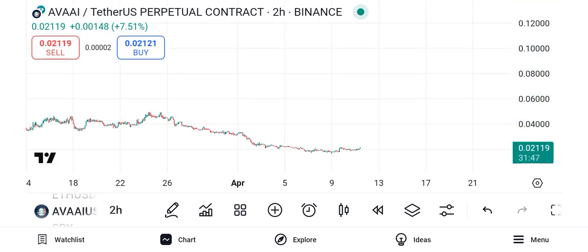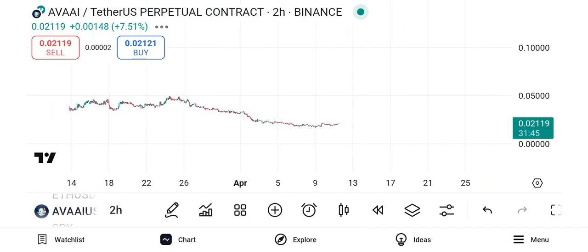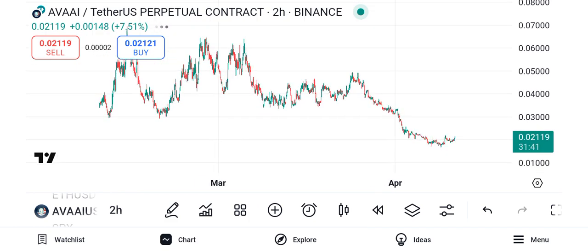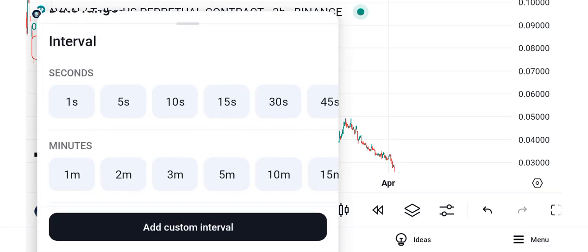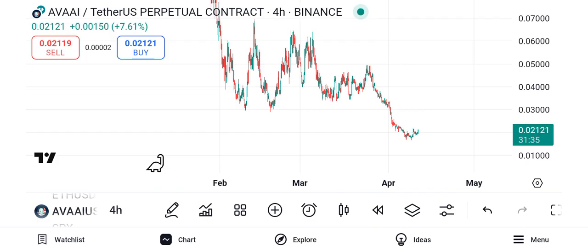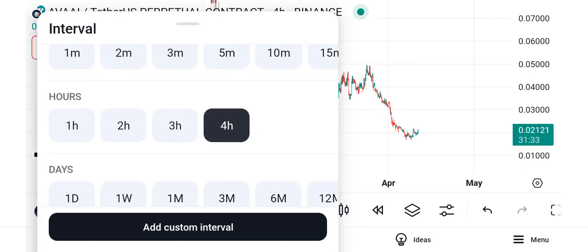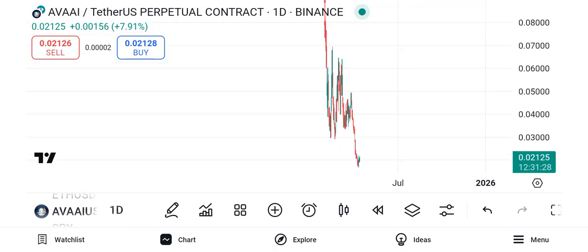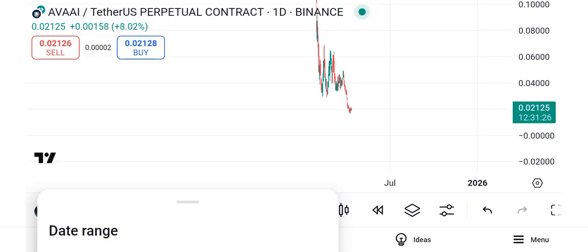Now let me show you guys how it looks on the chart. You can see that this market has been coming down. You go to the weekly time frame, you can see that this market has been on a bear trend. Even on the daily, you can see how this market has been falling.